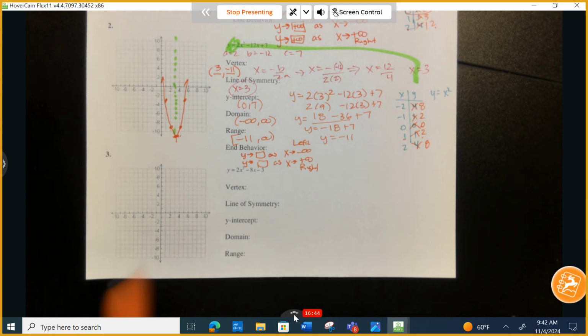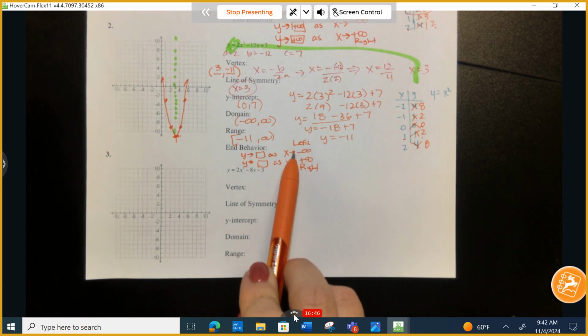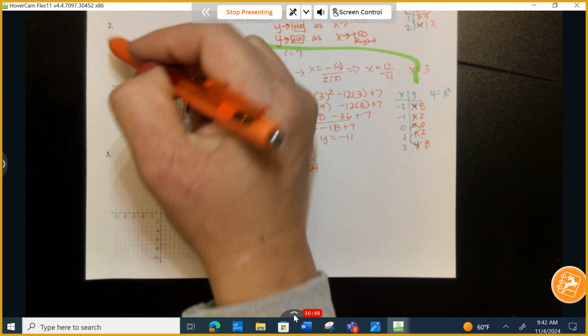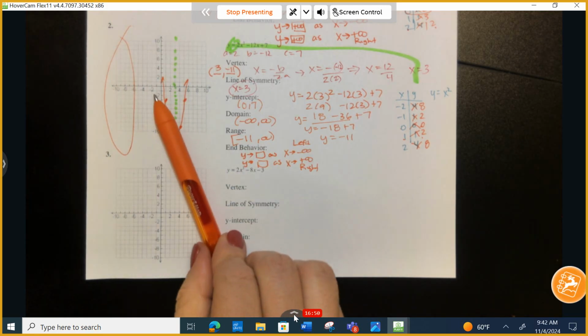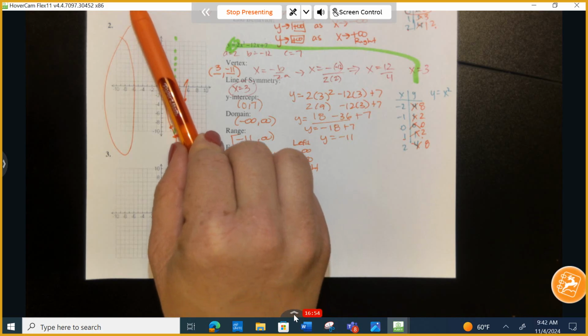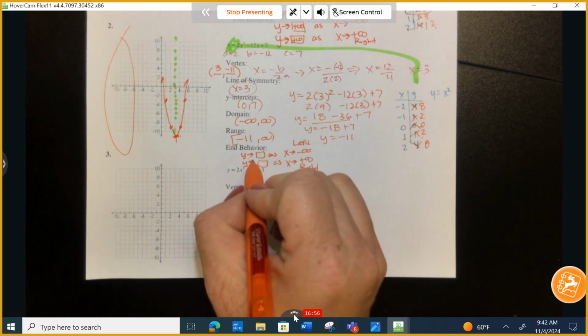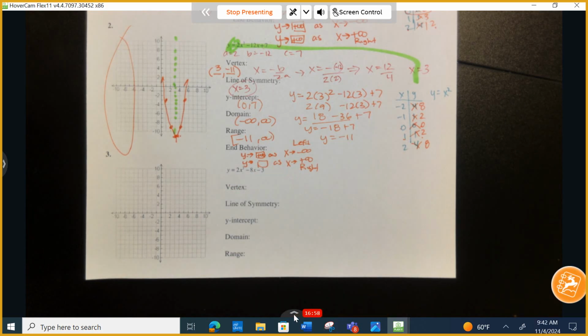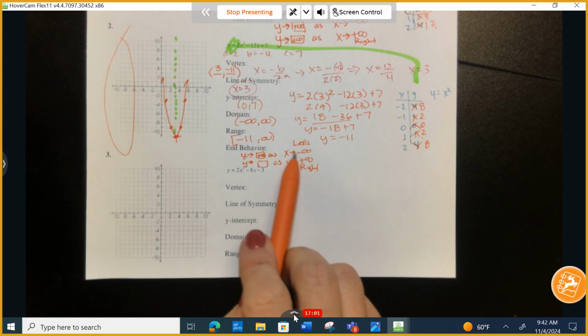So the first one, if I read from left to right, this means go to the very far left. And when our function eventually goes into that far left oval, which direction would it be going? It would be going up. So the y value would be going up. That's how we identify the end behavior on the far left.